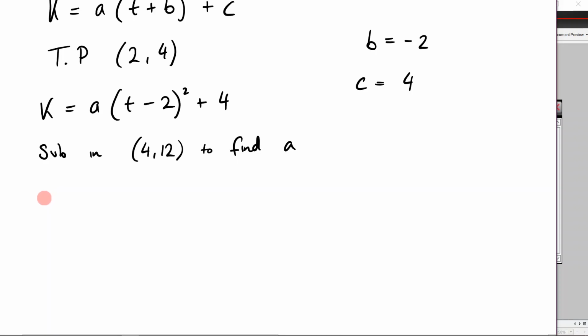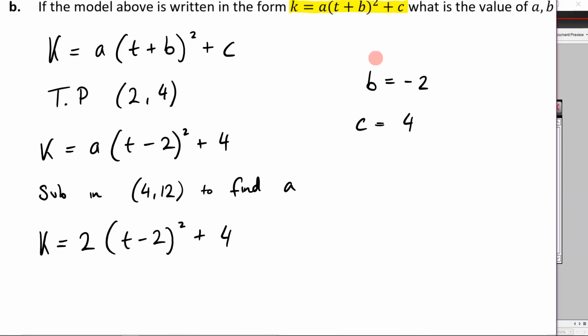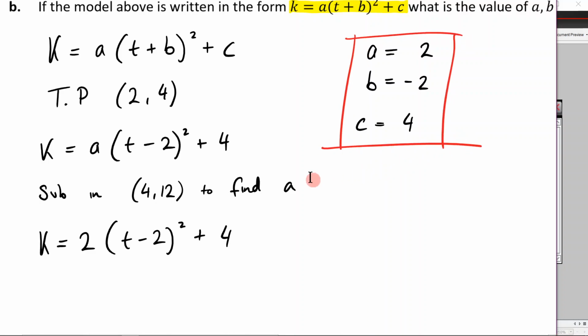So that means my final thing here is going to be K is equal to 2(T minus 2) squared plus 4. And I would come up here, and I would say A is going to be equal to 2. And I'm going to put a box around my answer there. Perfect. Let's keep on moving.